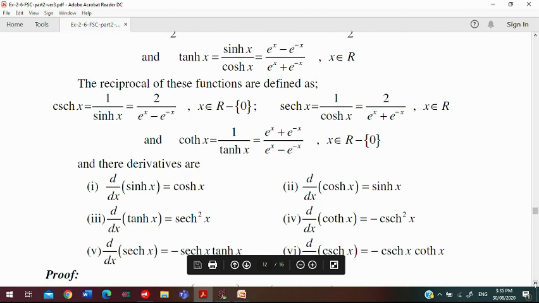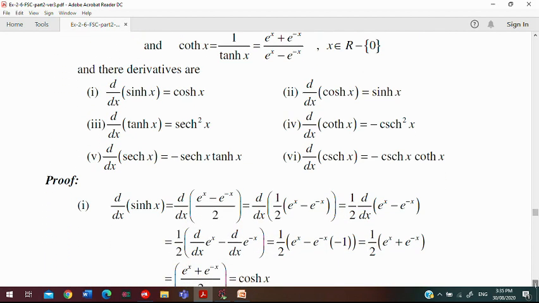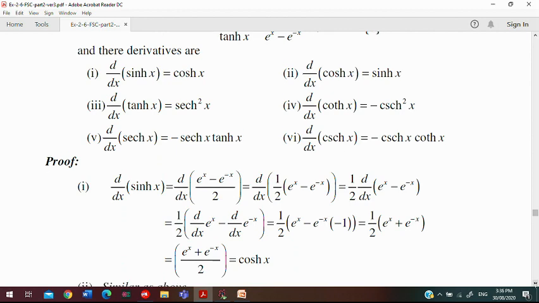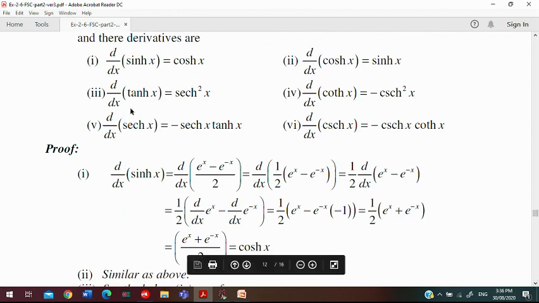Now, the derivative. How can we directly find the derivatives of all these hyperbolic functions? These are the six formulas, so kindly keep all these formulas in your memory. d by dx of sine hyperbolic of x is cos hyperbolic of x, and the derivative of cos hyperbolic of x is sine hyperbolic of x. Similarly, the derivative of tan hyperbolic is secant hyperbolic square of x, and the rest of the formulas you can see on your screen. Now we start the proofs of all these functions.